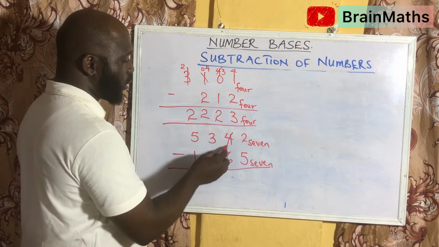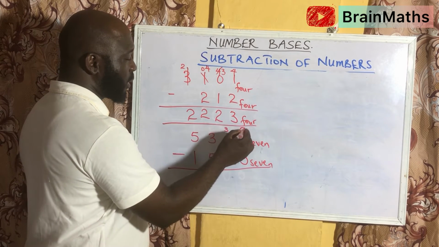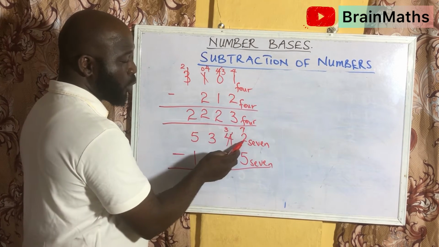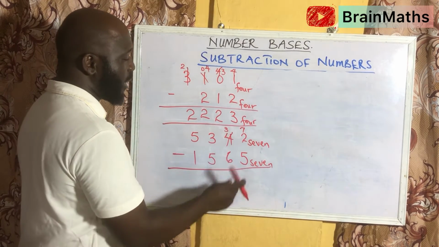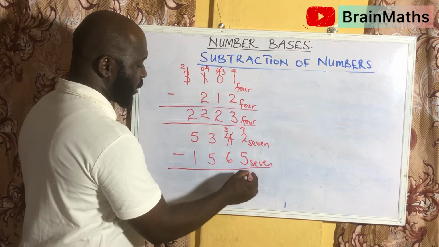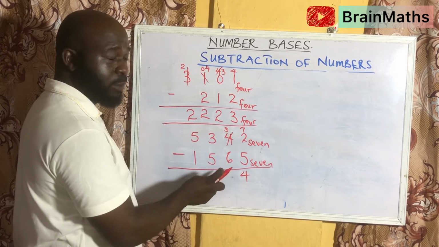So we come to 4. Take 1 from there. Remains 3 here. The 1 we have taken is 7. 7 plus this 2 that is here earlier will give us 9. 9 minus 5, that is 4. We are left with 3 here. 3 minus 6 is impossible.